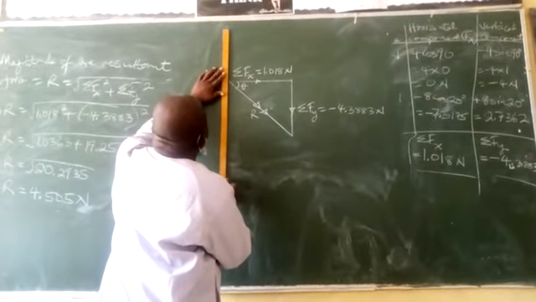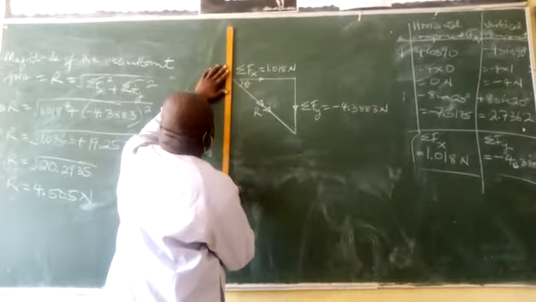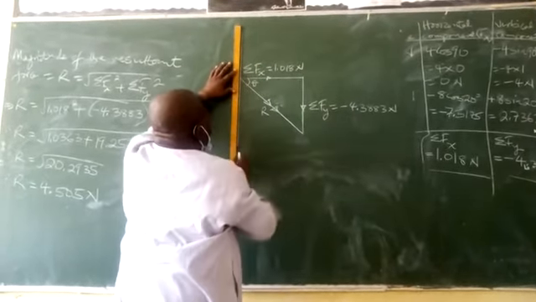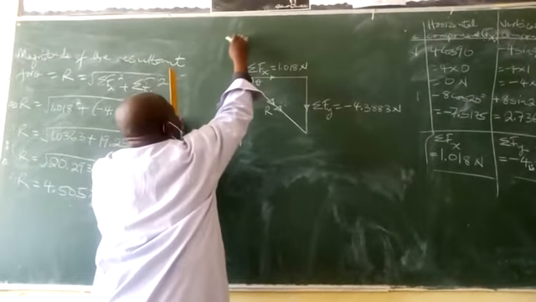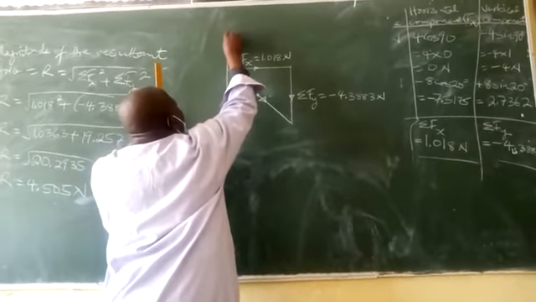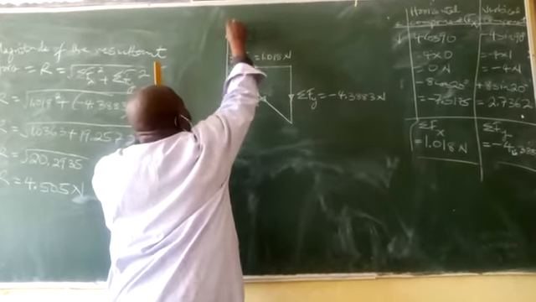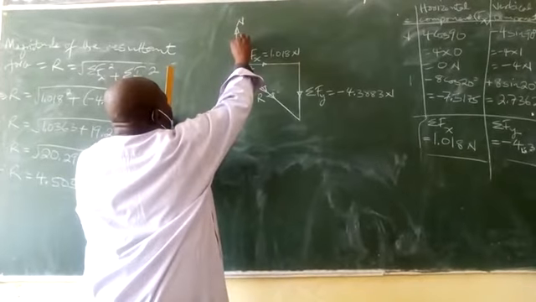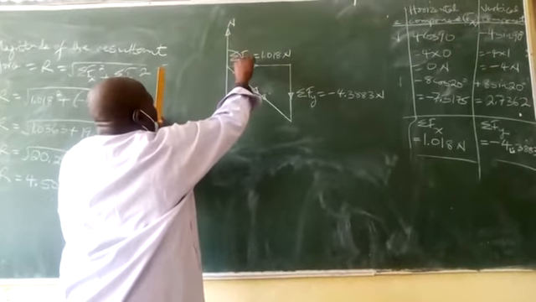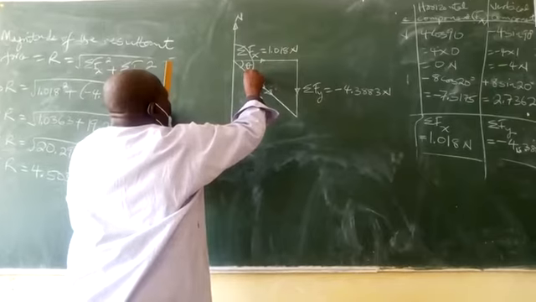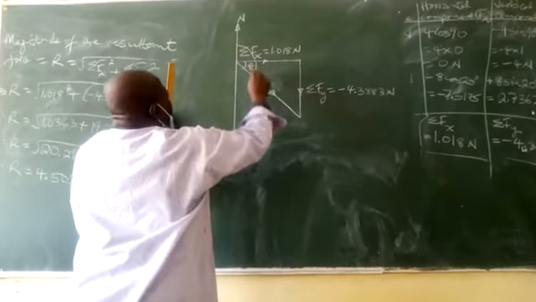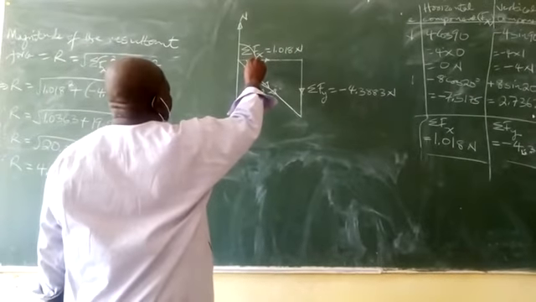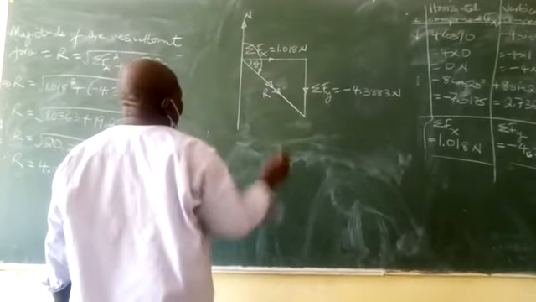To get the direction, I have to draw the north-south. This is north. Then the direction will be measured from the north, just like before, this way. That will be the direction of the resultant force. How do you get that direction? Find this angle theta and add it to 90 degrees. That will give us the direction.